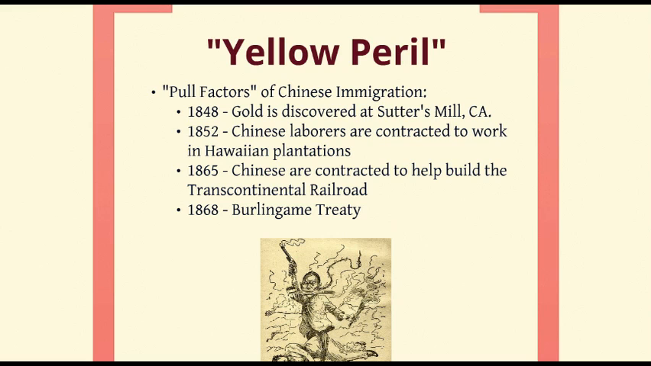Then in 1865, the other big event that we've been talking about is the building of the Transcontinental Railroad, where the Central Pacific Railroad Company will hire Chinese laborers to build the western half of the railroad, and that's probably the single largest project that's given to the Chinese during the 19th century.